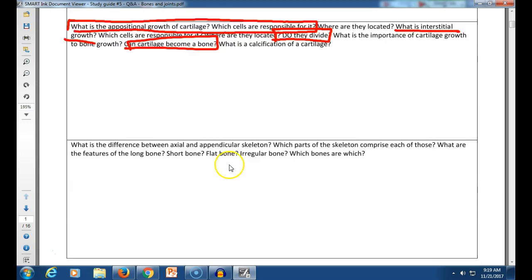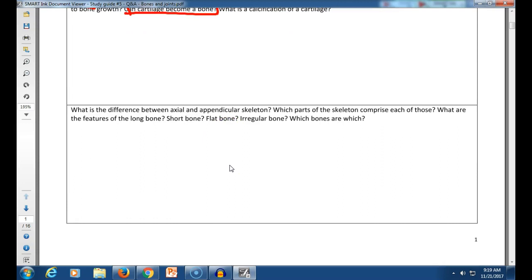Difference between axial and appendicular skeleton. What are the parts of the axial skeleton? Skull and vertebrae. Appendicular skeleton, everything else. Yeah, so two girdles and limbs. Features of the long bone. So how do you distinguish? There will be questions. Long versus short versus flat versus irregular.